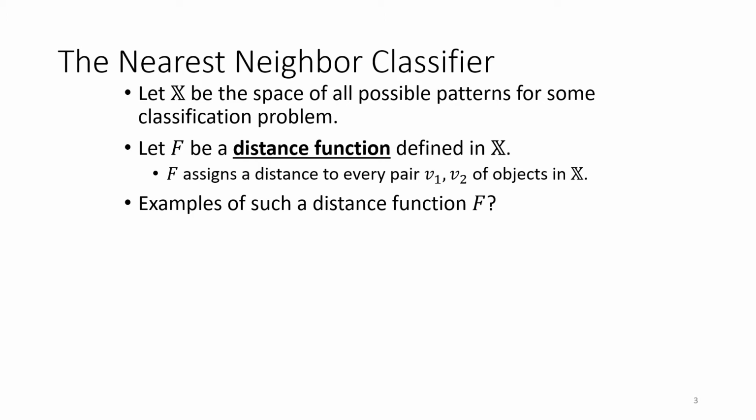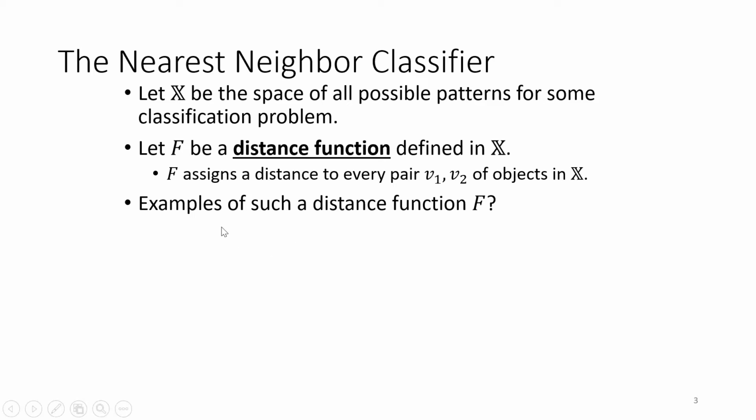Nearest neighbor classifier. Let X be the space of all possible patterns for some classification problem, which means that we have some kind of classification problem and all the possible patterns of this classification problem belong to a space called X. Let F be a distance function defined in X. F assigns a distance to every pair v1, v2 of objects in X. So we're going to define some kind of distance function F, and this distance function is going to return us the distance for every pair of objects that is in X.